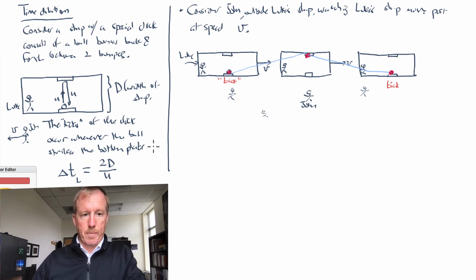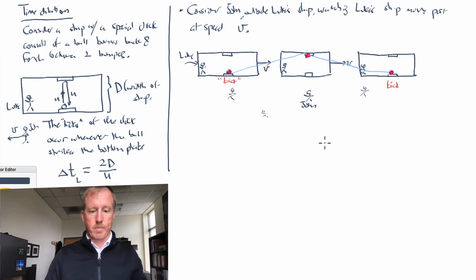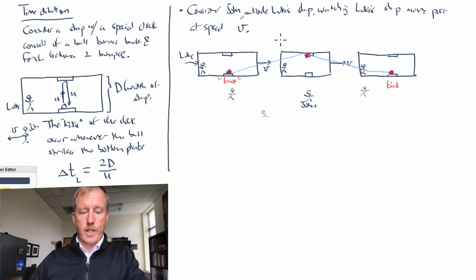So notice what's happening here is that John will see the ball undergoing a different trajectory than Luke. Luke saw it bouncing straight up and down and measuring the ticks as the ball is bouncing off the lower plate. John also sees the ball bouncing off the lower plate, but he sees the trajectory as following this kind of diagonal path up and this diagonal path down because he sees it in motion. Now, the question I want to ask is, how much time does it take for Luke's clock to tick according to John? I'll write that question down.